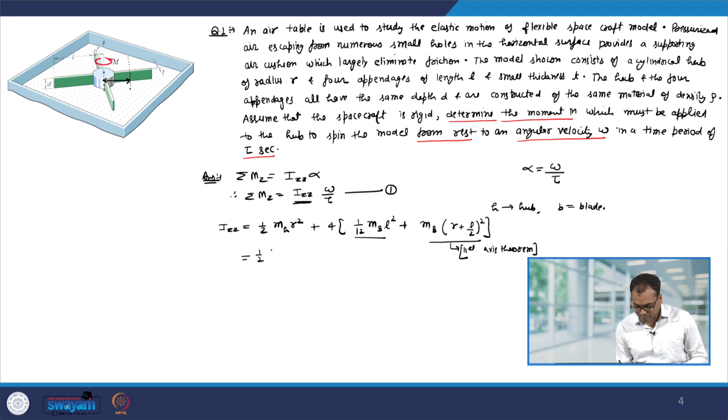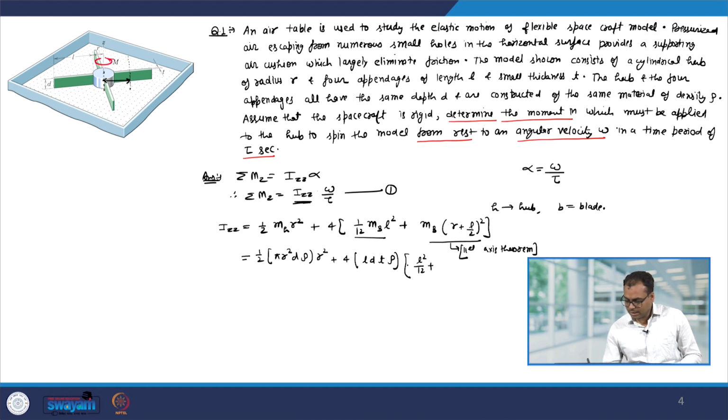So, that will be half, mass will be area, so pi r square into the depth, which is d, into rho, multiplied by r square, plus 4 into mass. Mass is L into d into T multiplied by rho. So, that is the mass, and then we have L square divided by 12 plus, let me extend this, so this will be r square plus L square divided by 4 plus r L.